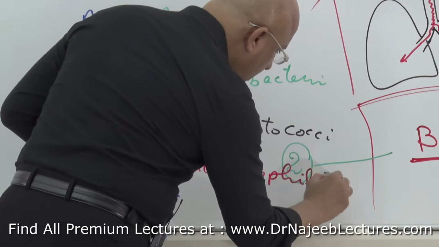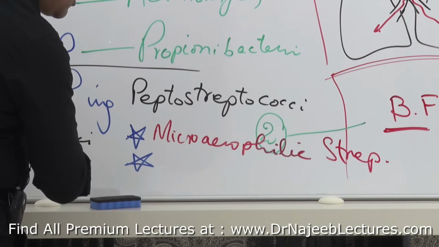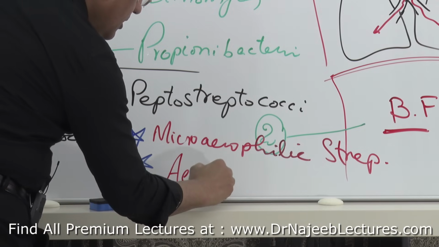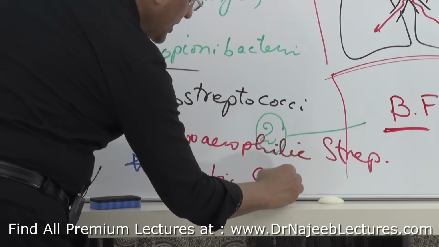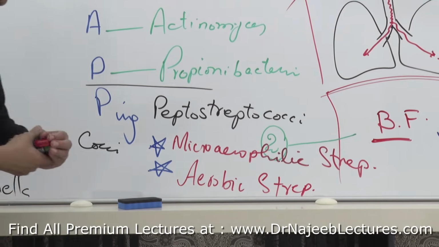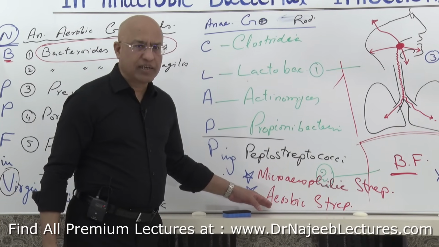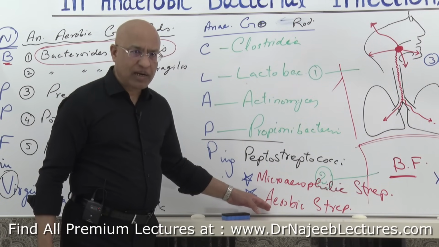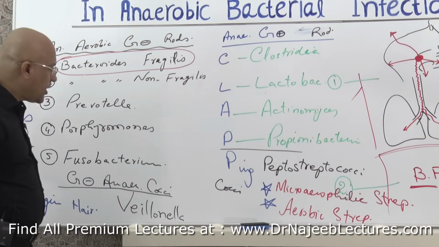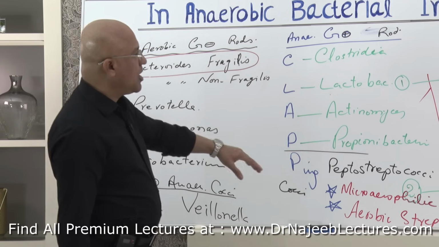Microaerophilic streptococci. And number two is, what are those? Streptococcus pyogenes, or we can say aerobic streptococci, which, because they can grow aerobically as well as anaerobically, are more commonly called facultative anaerobic streptococci, this group. Now, let's go back. These are major important things above the diaphragm.